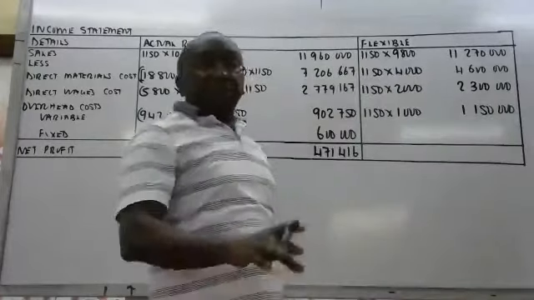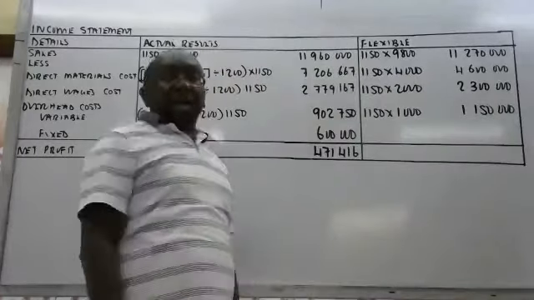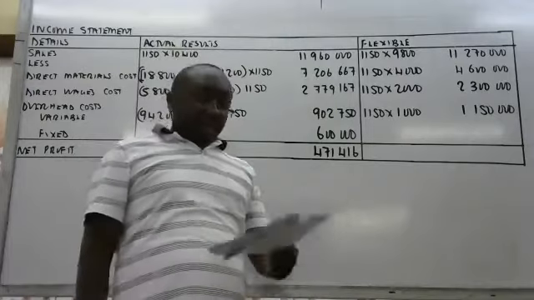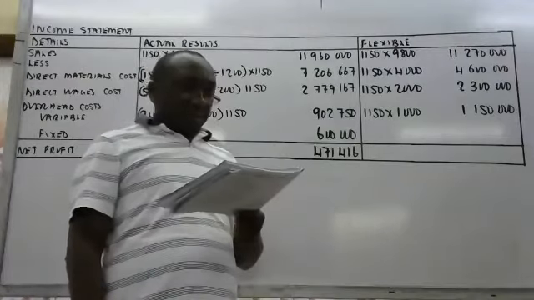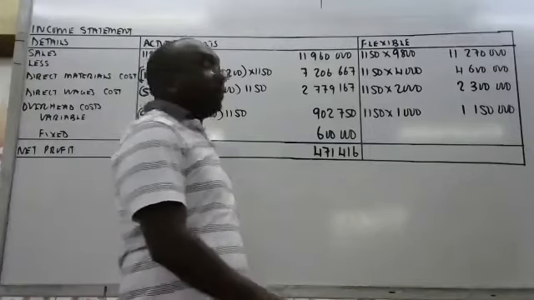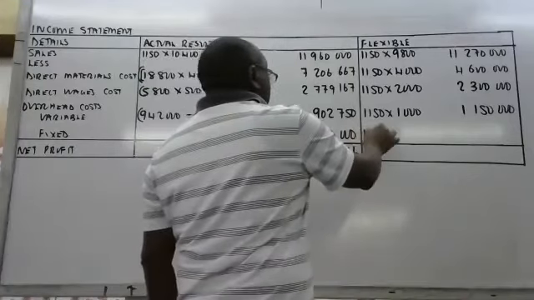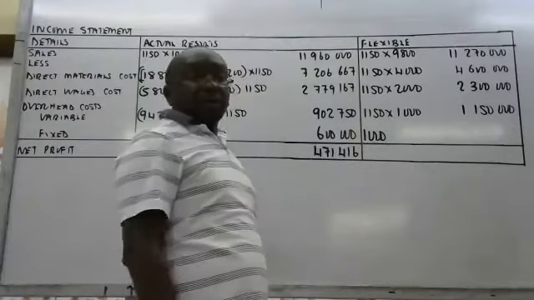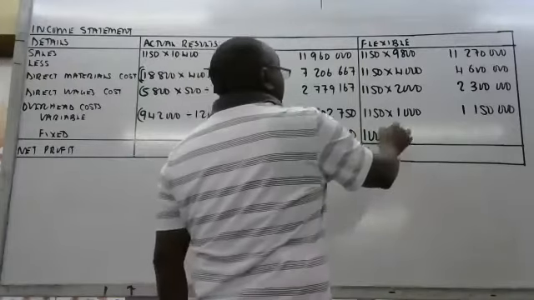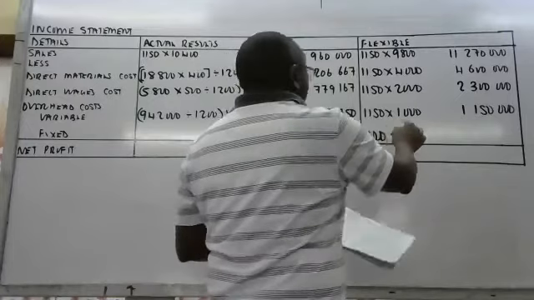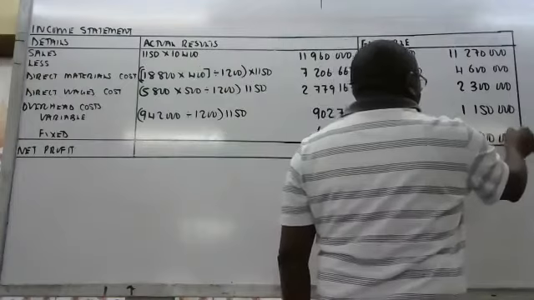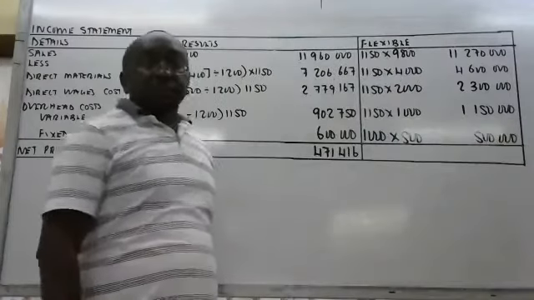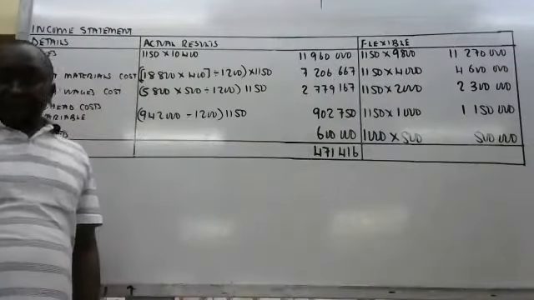But now when it comes to the fixed cost, I told you fixed cost remains as per the original budget. So the original budget, according to information 2, was to produce and sell 1,000 units. So we will now use 1,000 times 500. That will give us 500,000.